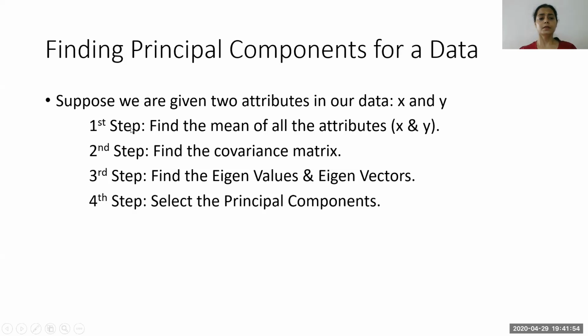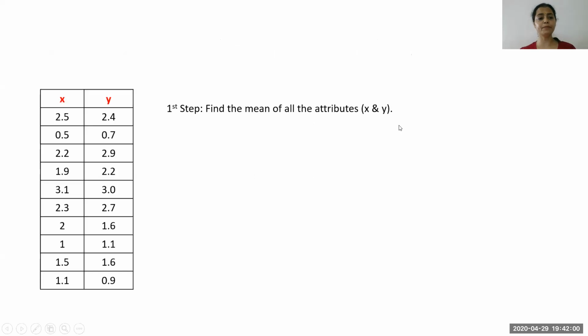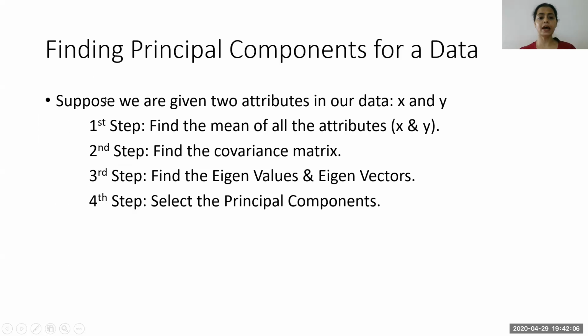Number one, we have to find the mean of all the attributes of the given data. We have been given two features, X and Y, so we will find the mean of X and Y. And then, as a next step, find the covariance matrix. For finding the principal components, we need a little basics of mathematics: what is a covariance matrix, how to generate and find the covariance matrix, what are eigenvalues, what are eigenvectors.